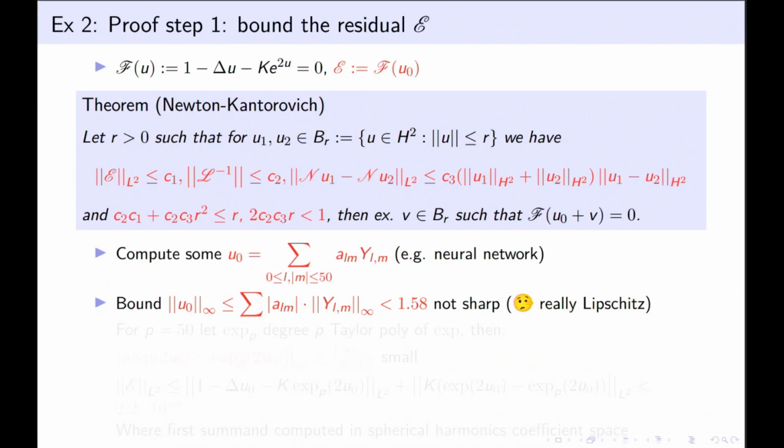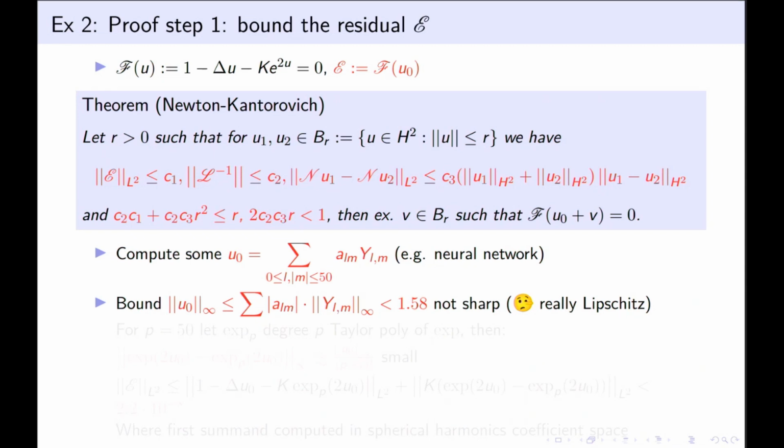One way you can do it is you just use the triangle inequality. If we want the norm of u0, and u0 is such a sum here, you immediately get this inequality. The ALM are the numbers that your approximate solver gave you. These are some numbers in my computer. And the YLM are the spherical harmonics. I can just open the book and see what their L infinity norms are. Then you get some estimate, and I say it's 1.58 here. This is not sharp at all, but it doesn't matter, as you'll see. We just need some bound.